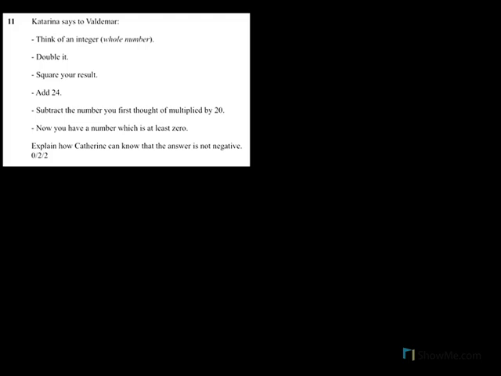And let's divide into steps what Katarina says to Valdemar. She starts with think of an integer. So I'll just first number the steps. Sorry, I'll just write it more neatly. So first instruction, second, third, fourth, fifth, and now I have certain results. So let's translate sentences or statements 1 to 5 in the language of maths. So think of an integer. So let's say I call my integer x.